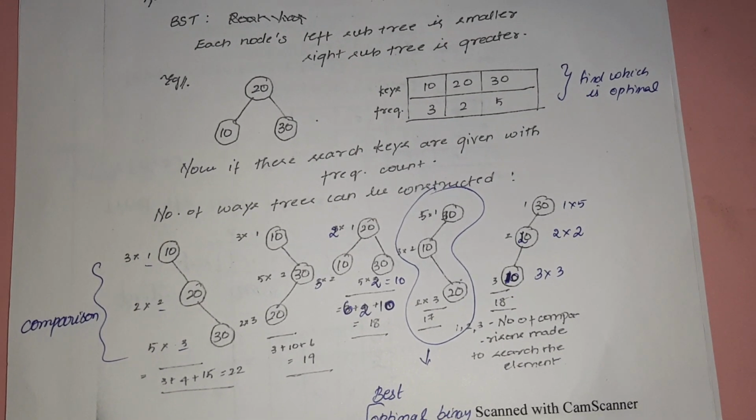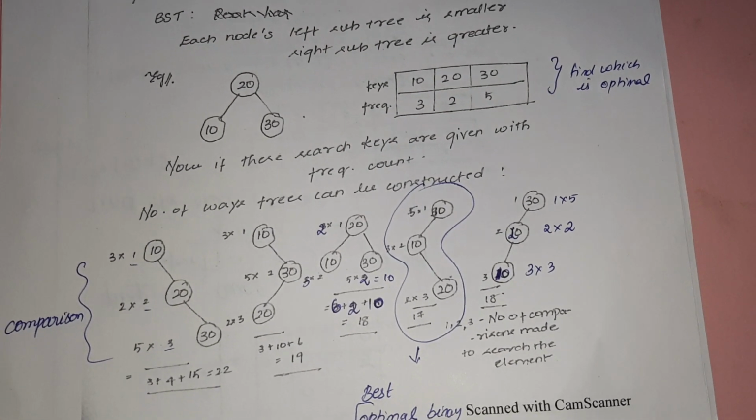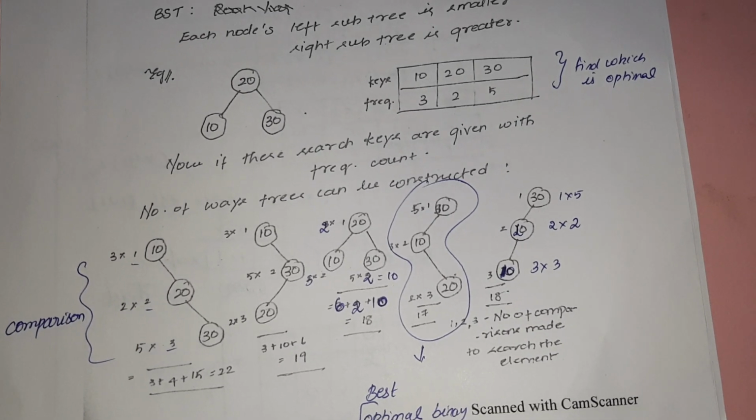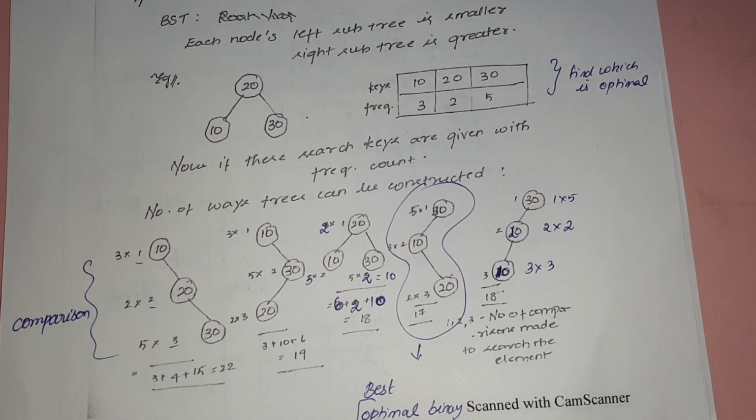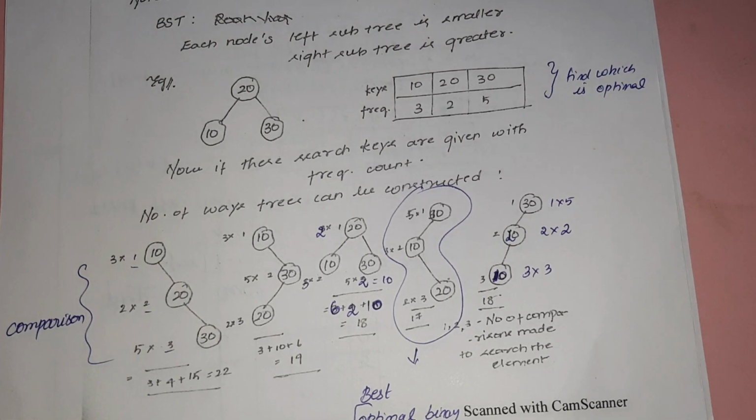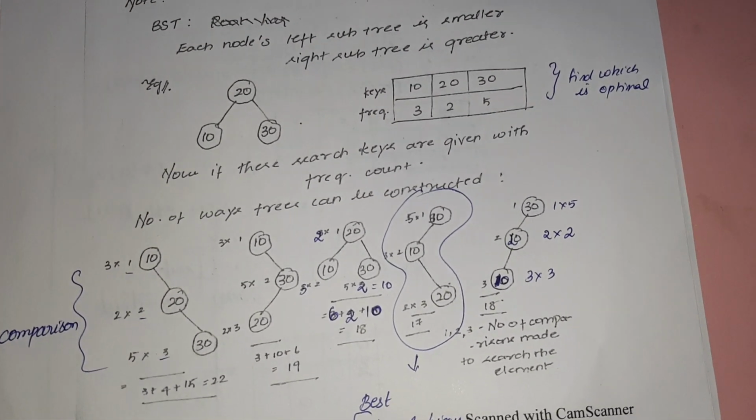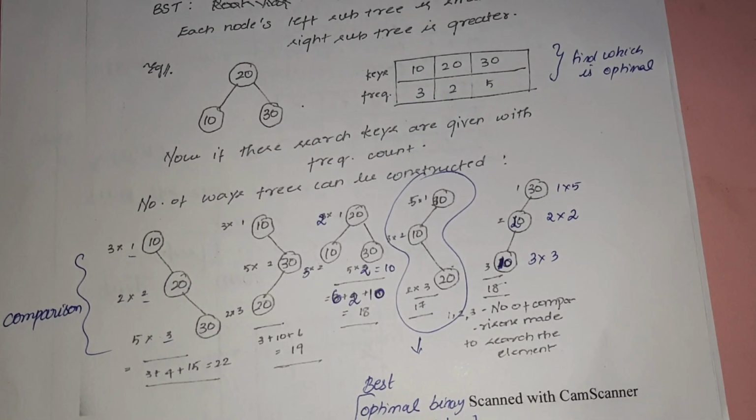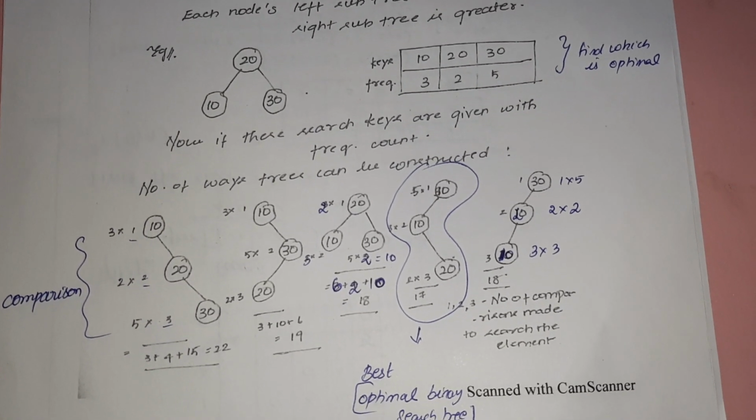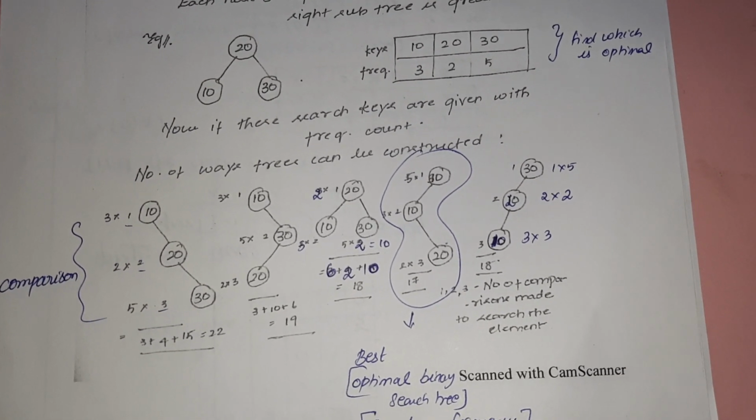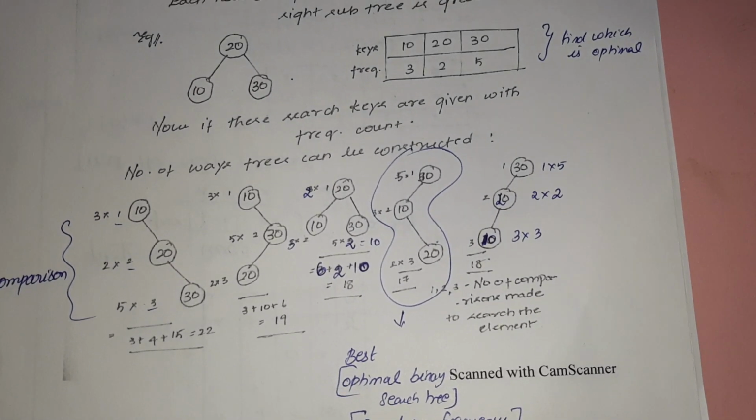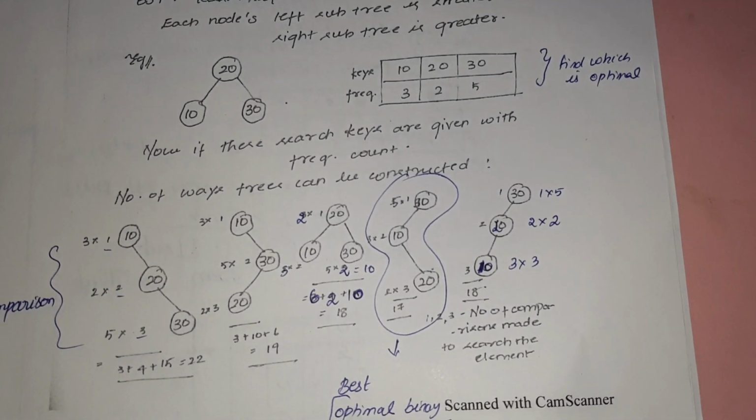If you go with the optimal way, we can reduce the time. For example, if a binary search tree takes O of n power 4, we can reduce it in the optimal binary search tree to O of n cube. I will tell you how we get O of n power 4 and O of n cube at the last stage. So here we'll see a small example.